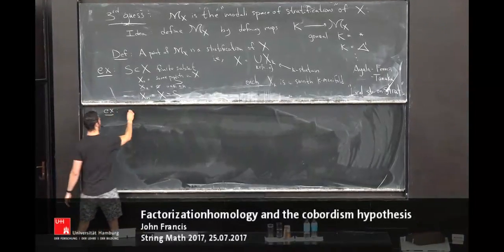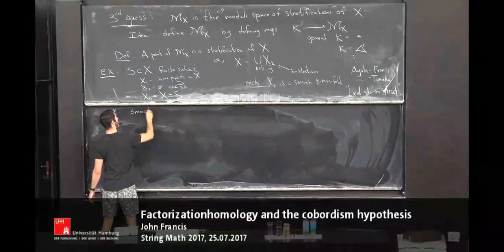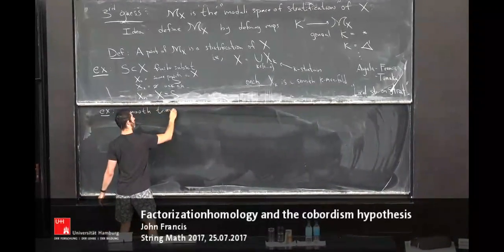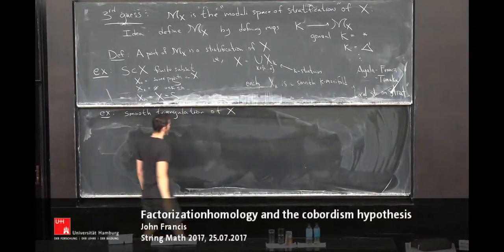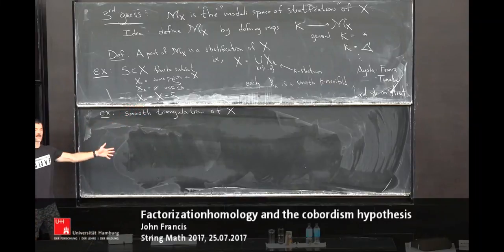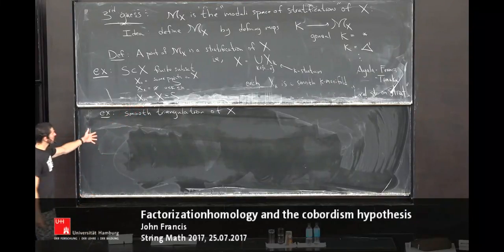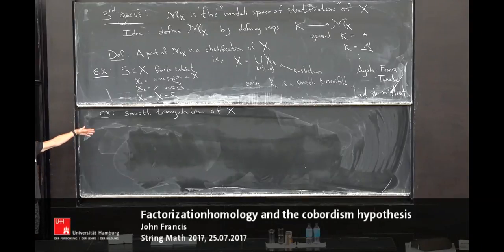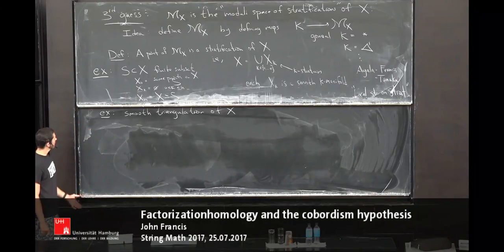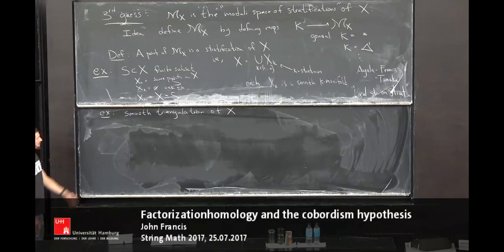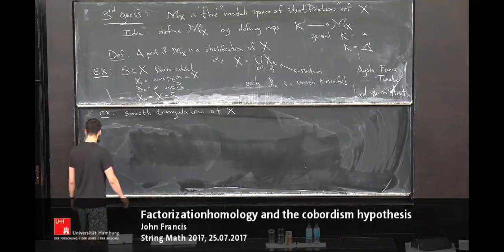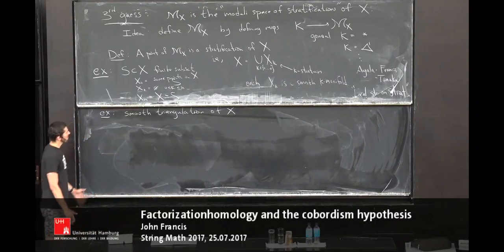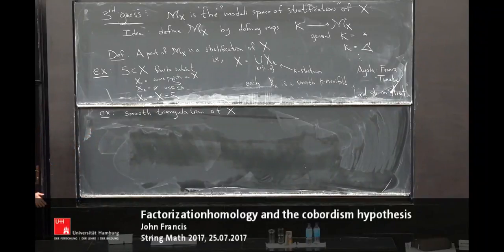The next example, you could say a smooth triangulation, in which case the k-dimensional strata are exactly the k-dimensional edges. Or more generally, a smooth CW structure on X, or something associated to a handle decomposition of X. All of these things should be examples of stratifications. So any way of cutting X up in a relatively smooth way should be an example.